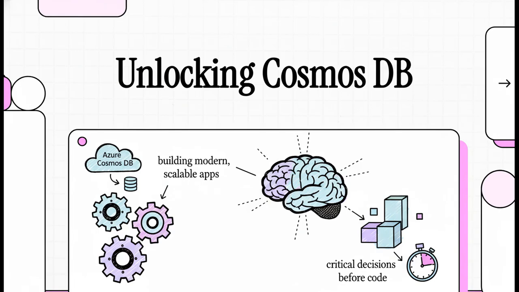So we're diving into Azure Cosmos DB. We all want to build these amazing, modern, scalable apps. But what if I told you that the biggest, most critical decisions you're going to make, the ones that truly dictate your app's performance, have almost nothing to do with the code you write? Seriously, they happen way before that, right at the very beginning, in the design phase.